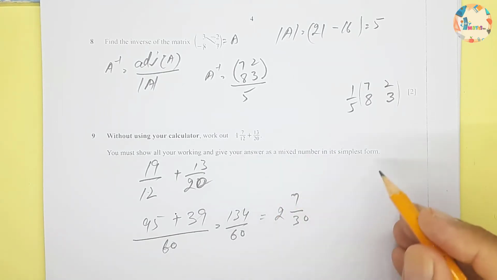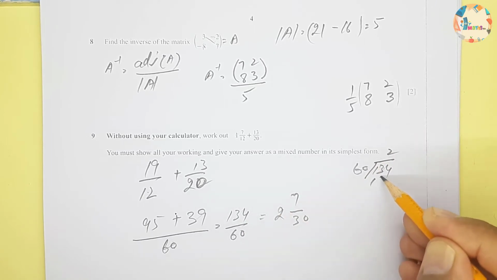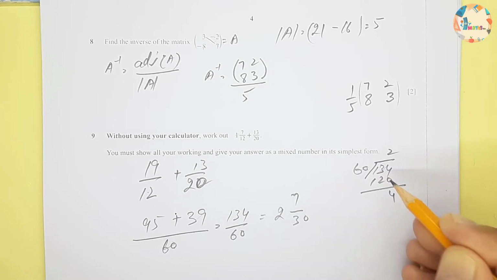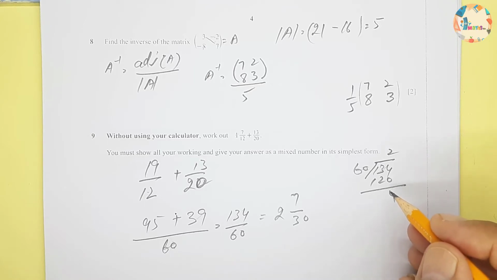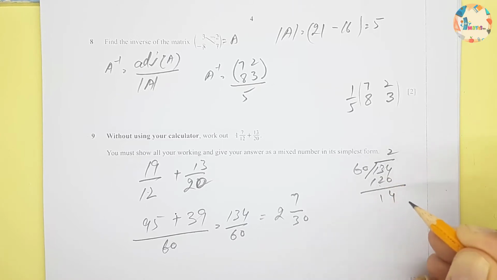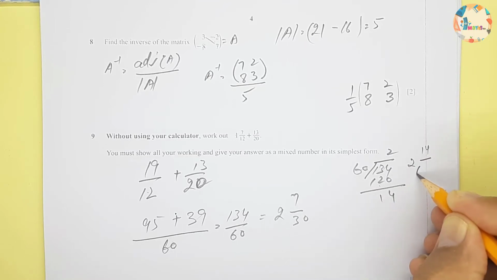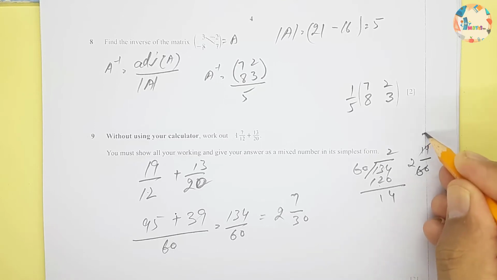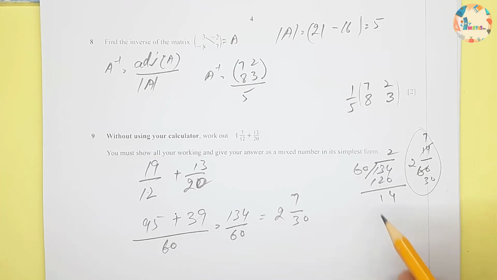Or even this one you can divide it, like for example 134 divided by 60, so this will be 120, and the remainder will be 14. So you can write 2 whole 14 over 60. So 2 whole 14 over 60, and with further simplification this will be 7 over 30. So this is how you are getting 2 whole 7 by 30. You can show this working, or even this will also work. So your answer is 2 whole 7 by 30.